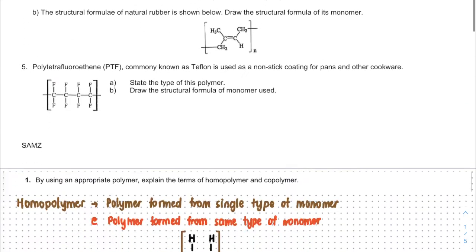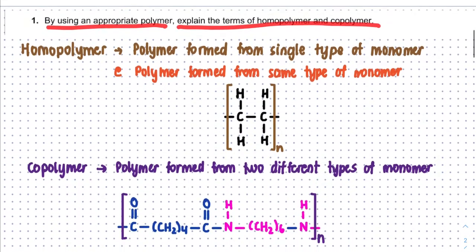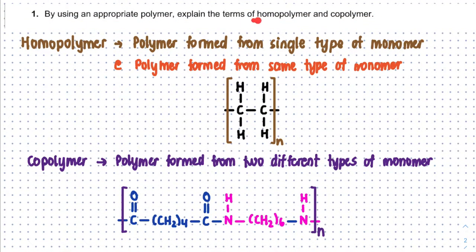Okay, so number 1, the question asks you, by using an appropriate polymer, explain the terms of homopolymer and copolymer. Okay, so homopolymer is actually where the polymer forms from a single type of monomer, or the same type of monomer. So here is the homo. Okay, so that is the definition. Polymer formed from a single type or the same type of monomer. However, for the copolymer, the co, here is actually a polymer formed from 2 or more different types of monomer.